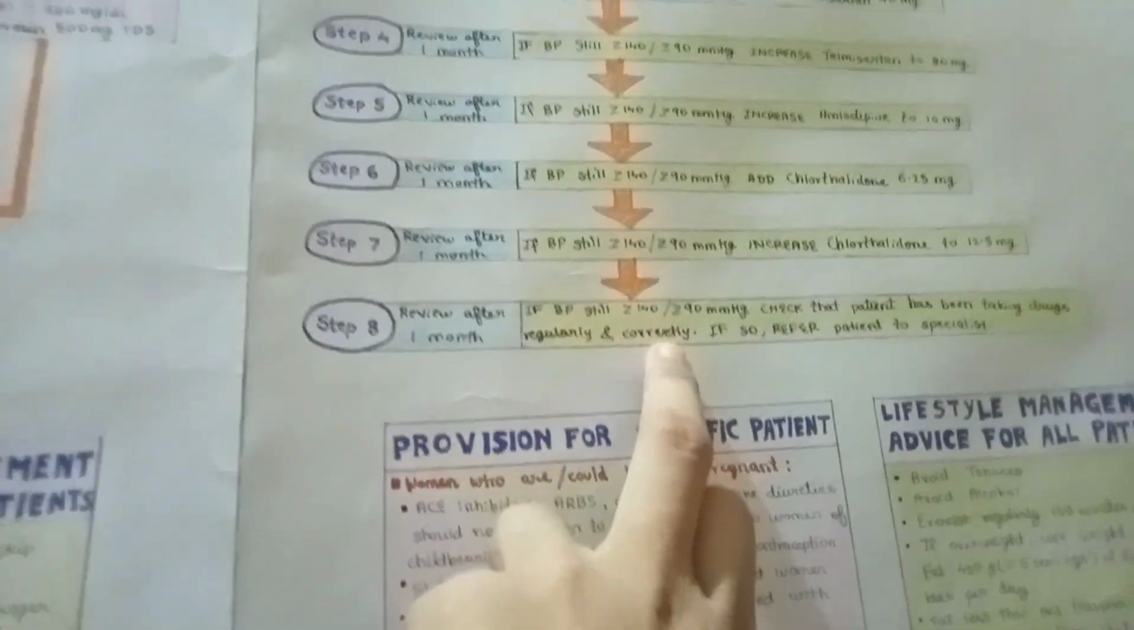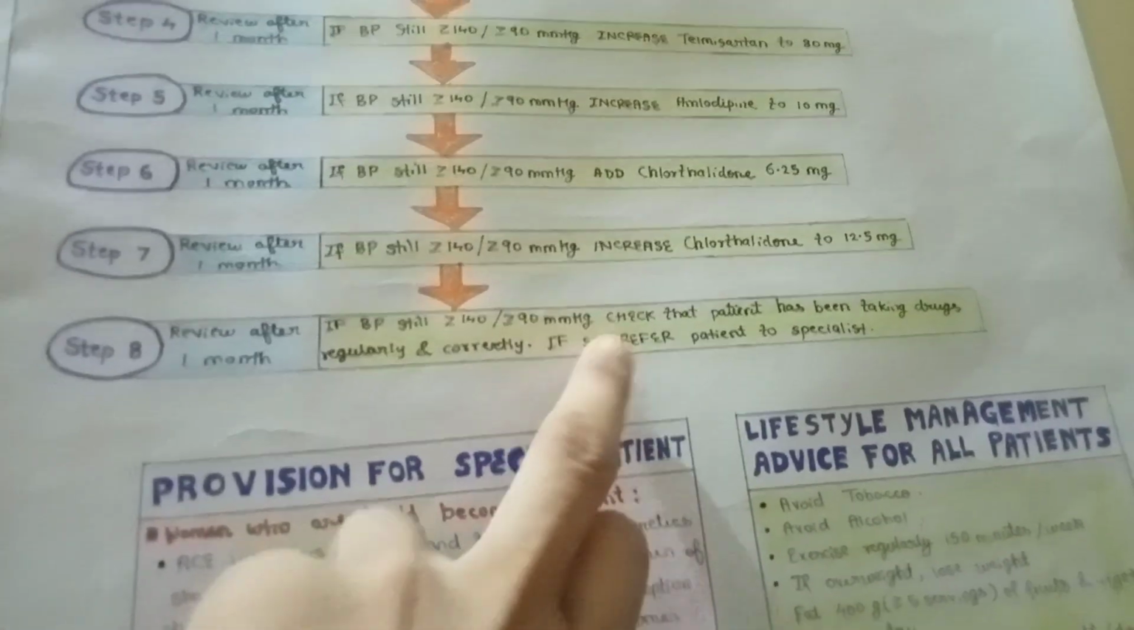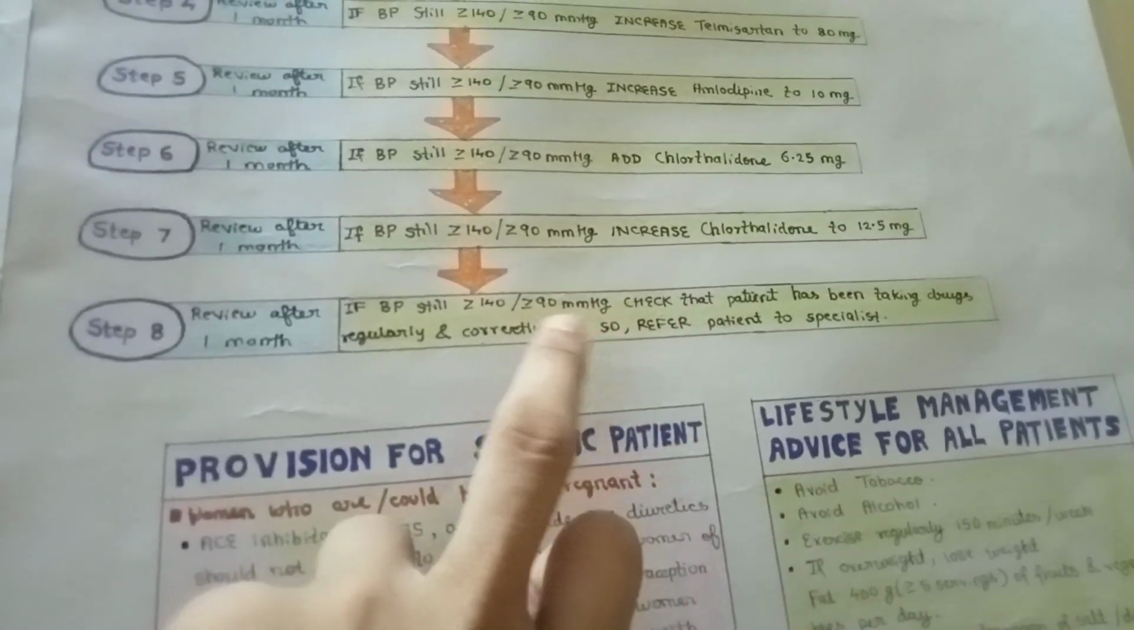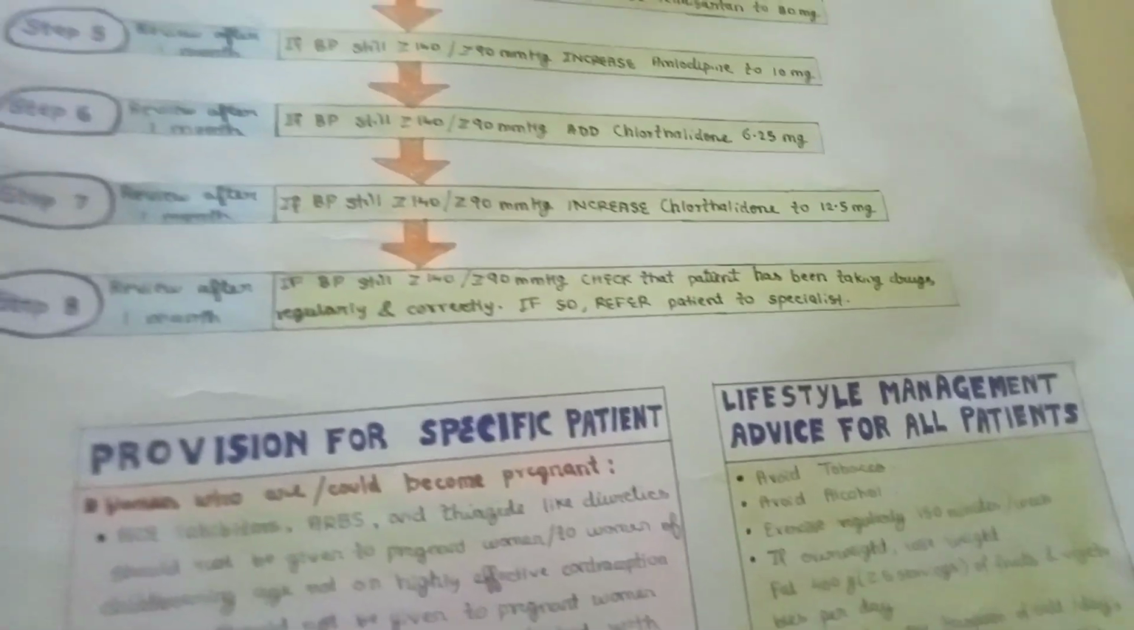Then the last step is, if BP is not controlled, check whether the patient has been taking drugs regularly and correctly with proper timing. If so, refer to a specialist.